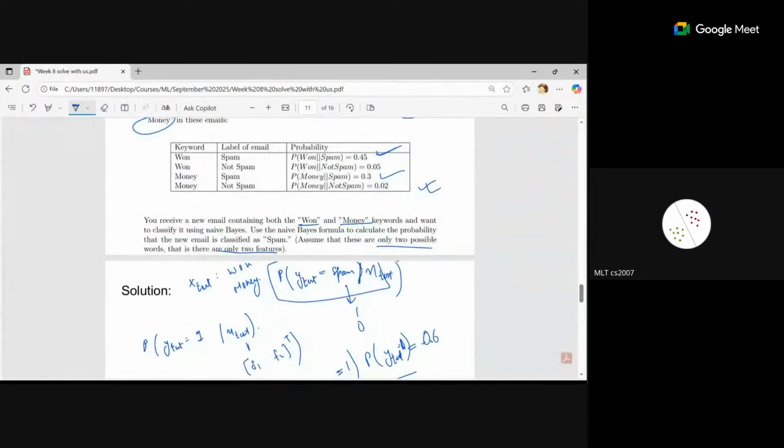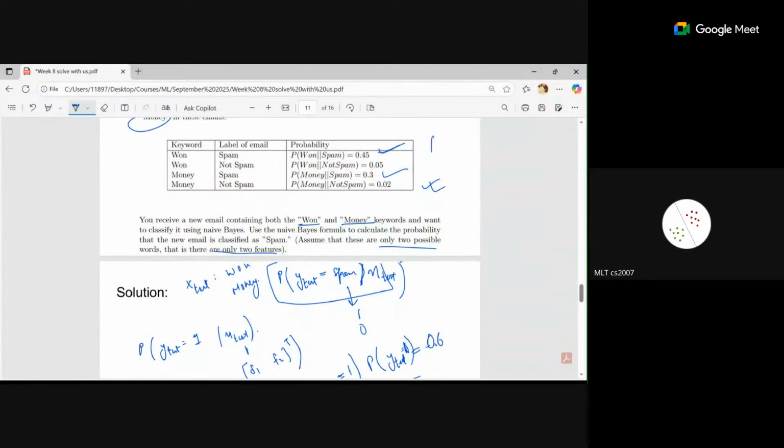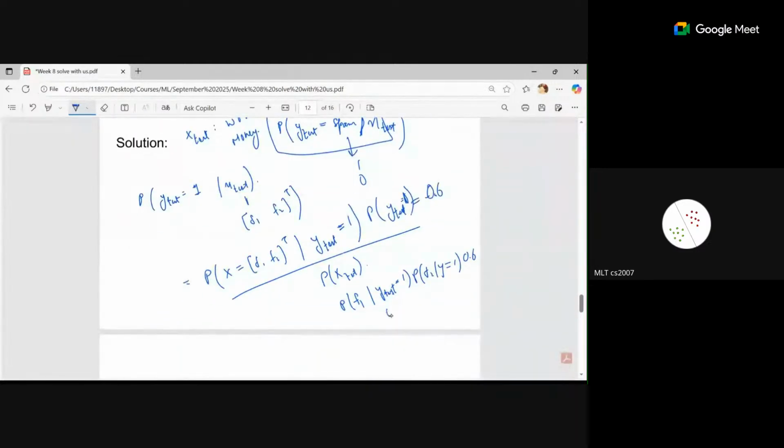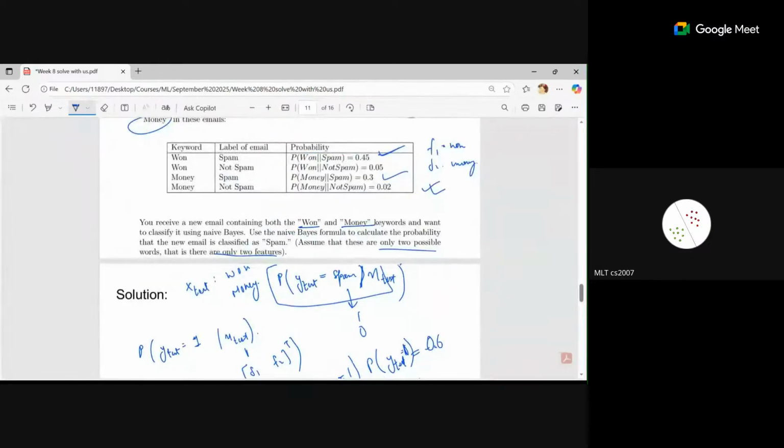So given y is equal to 1, what is the probability of f2? Let's call f1 the feature 1, and f2 money. Then it is 0.45 times 0.3, so 0.45 times 0.3 into 0.6. Now in the denominator, 0.45 is given, and 0.3 is given.